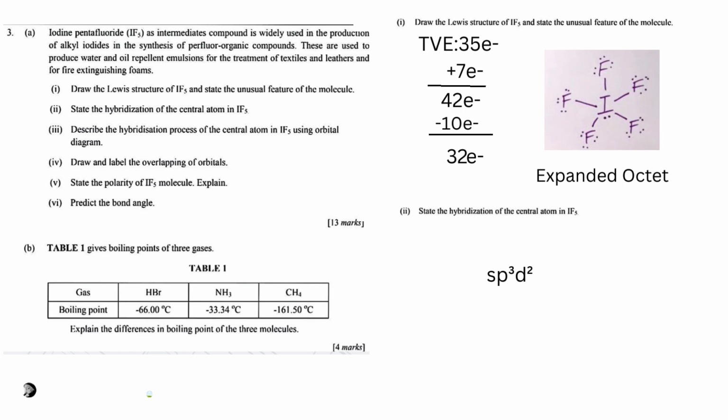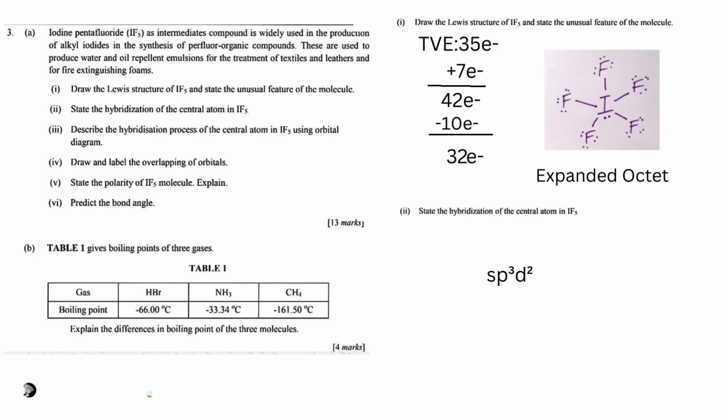Everyone, today we are going to discuss one question related to Chapter 4 in our chemistry. Iodine pentafluoride, IF5, as an intermediate compound, is widely used in the production of alkyl iodides and in the synthesis of fluoroorganic compounds. These are used to produce water and oil repellent emulsions for the treatment of textiles and leather, and for fire extinguishing foam. Okay, let's look at the first question.